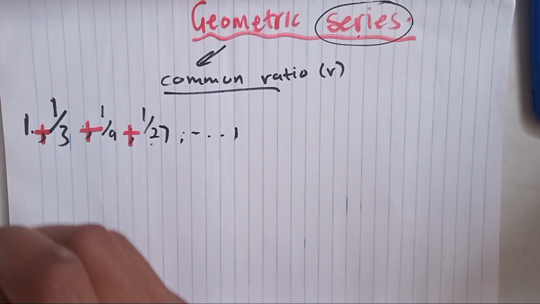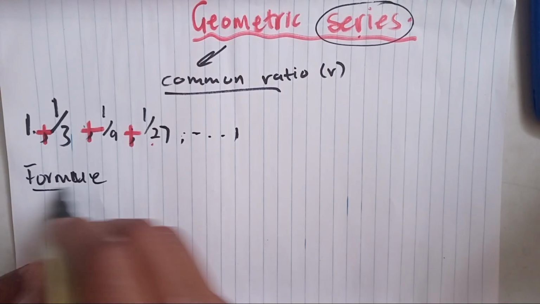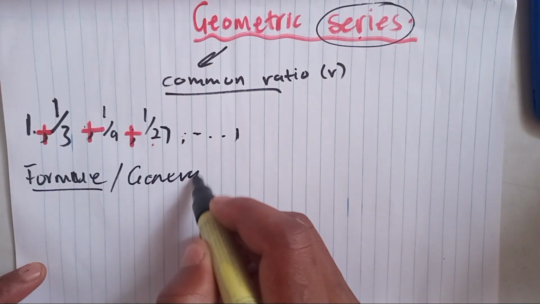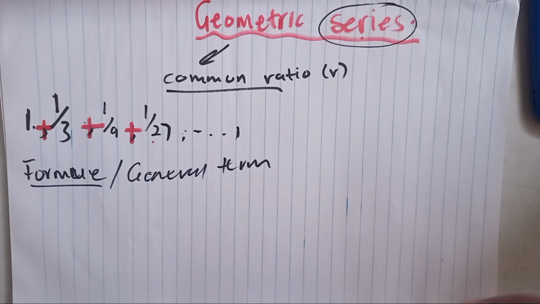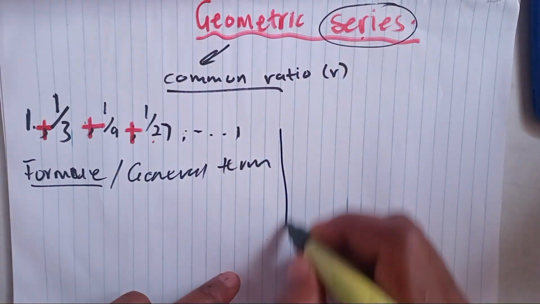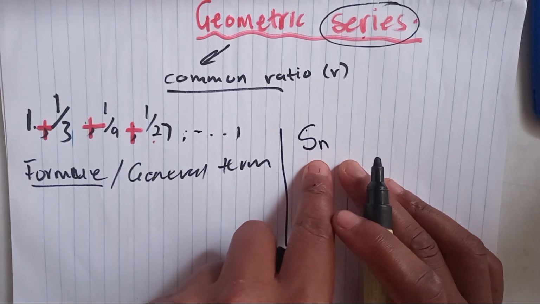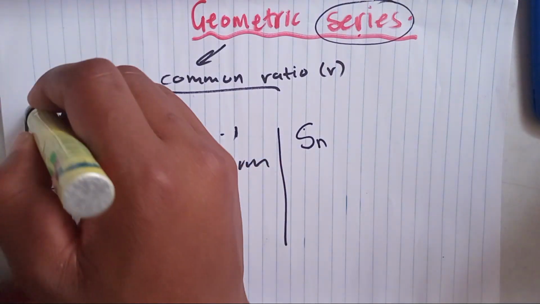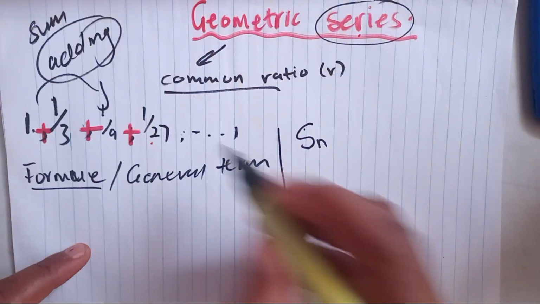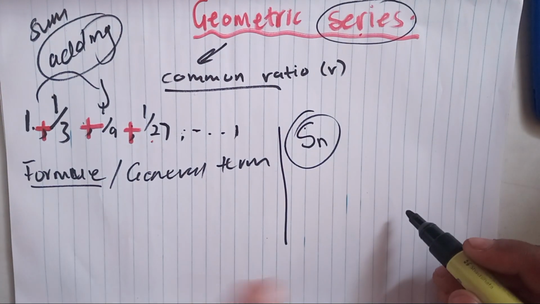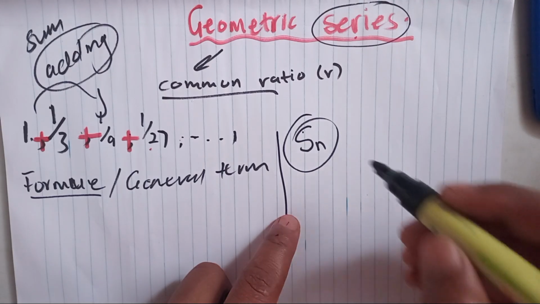Now, we have to know the formula that we use, the general term of a geometric series. It's Sn. Sn symbolizes the sum, since the answer you get after adding is referred to as the sum. So in a geometric series, we are looking for what? For the sum. Sn means the sum of the first n terms.